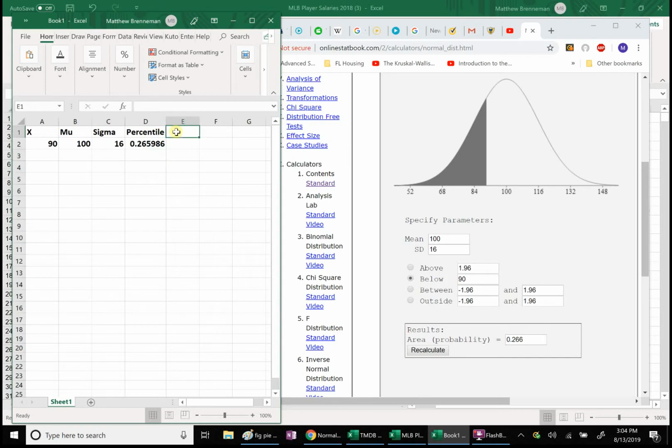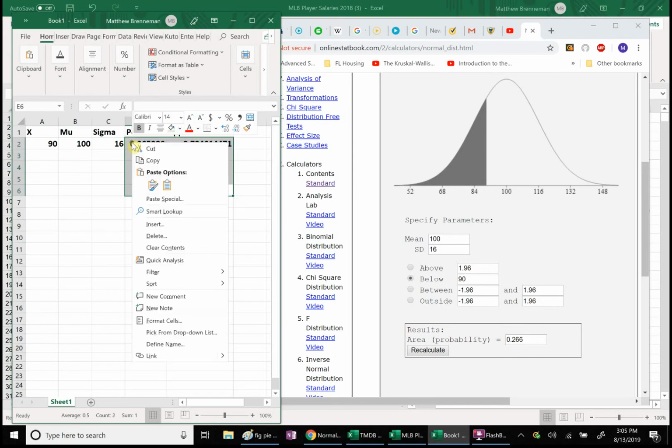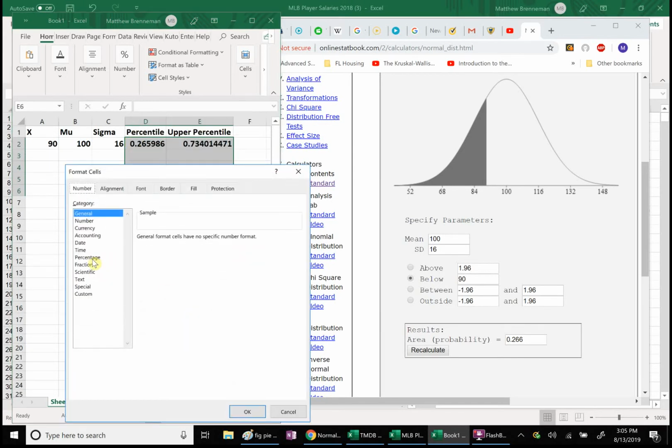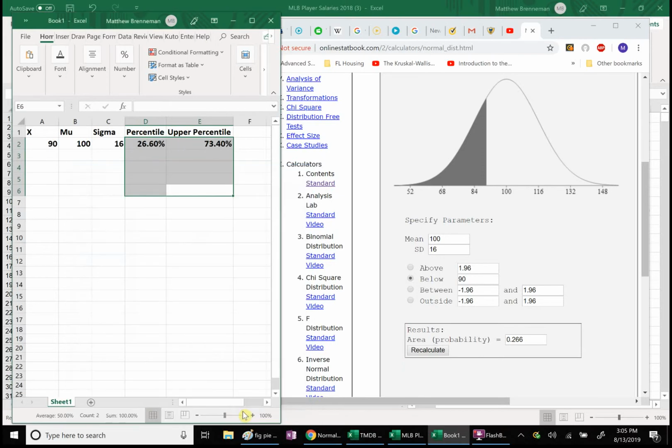What if I wanted the upper percentile? Well, all I would do is subtract that from 1. There is not an Excel command for this, so we have to do this by hand. So 1 minus the lower percentile, and that would be my upper percentile. Of course, I'm going to round these off and express them as percentages just because it's a little easier for us. So we'll format this really quick. And there we go.